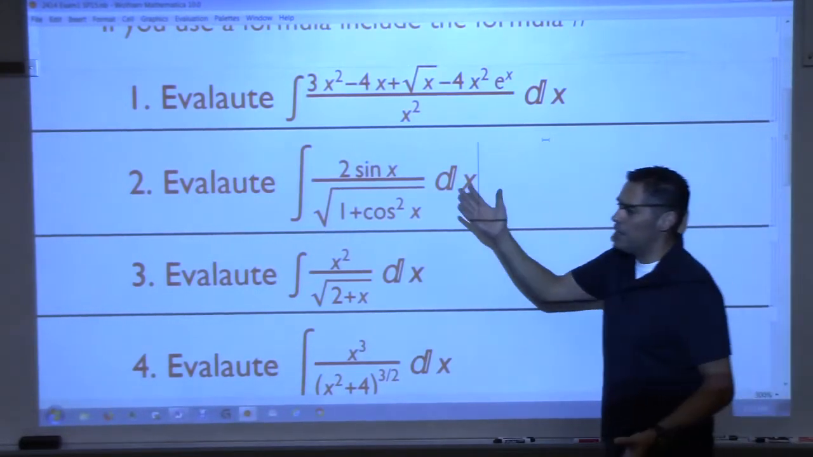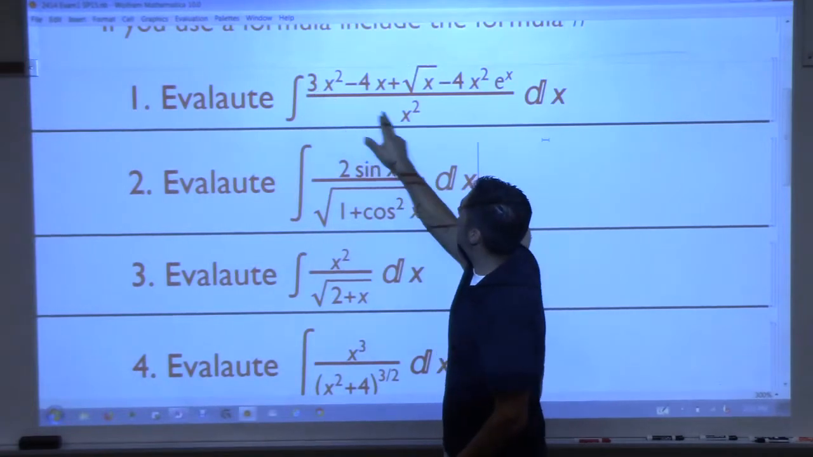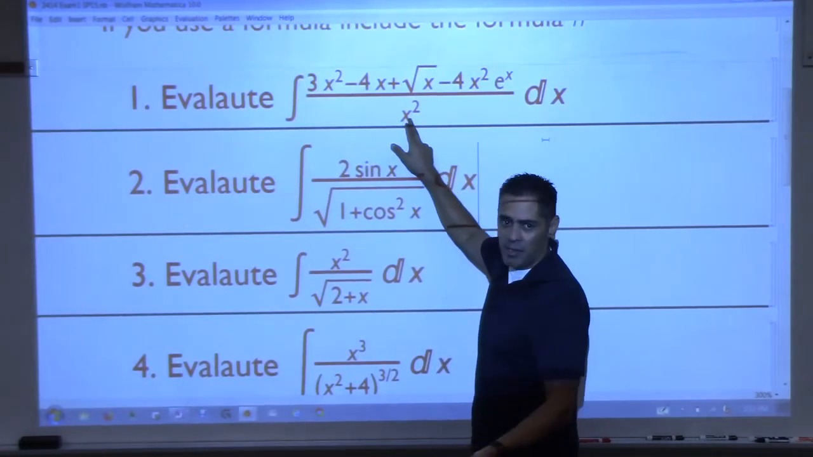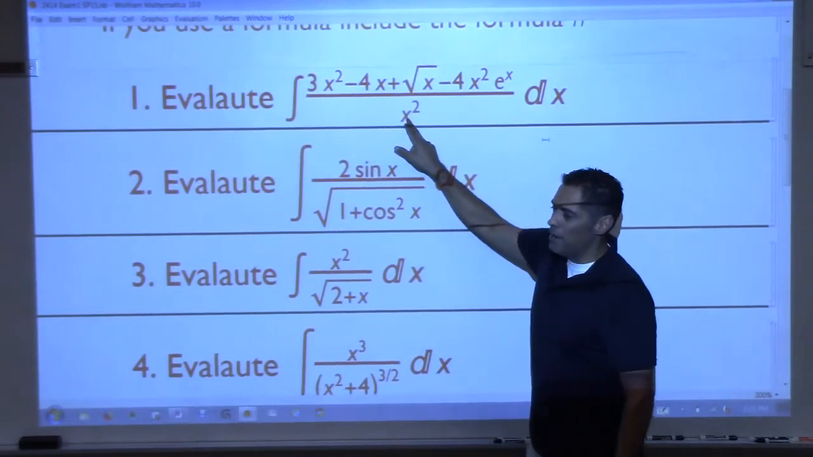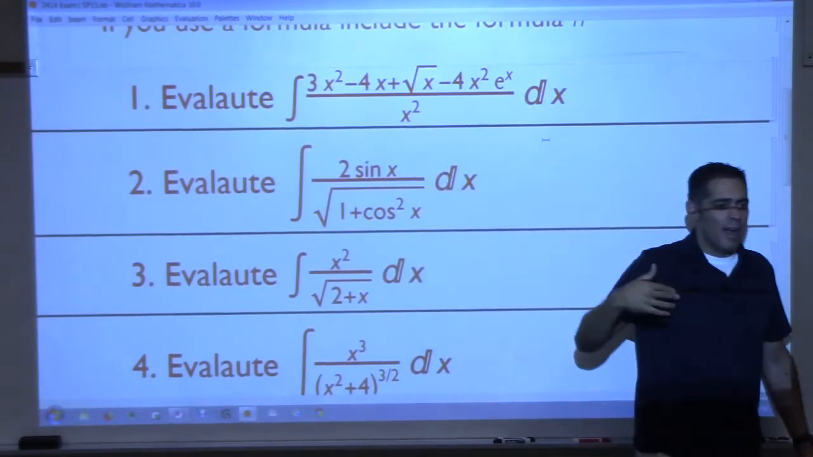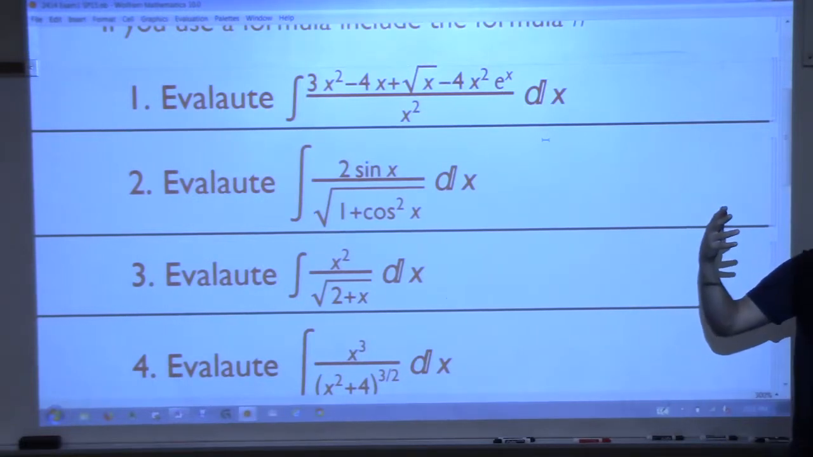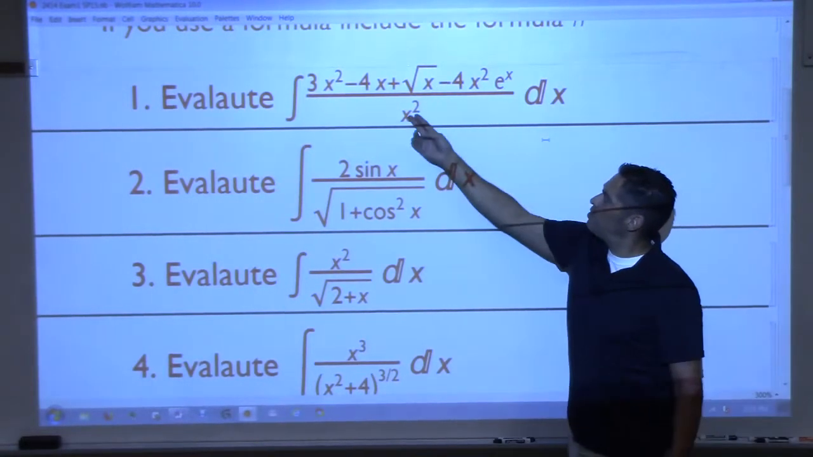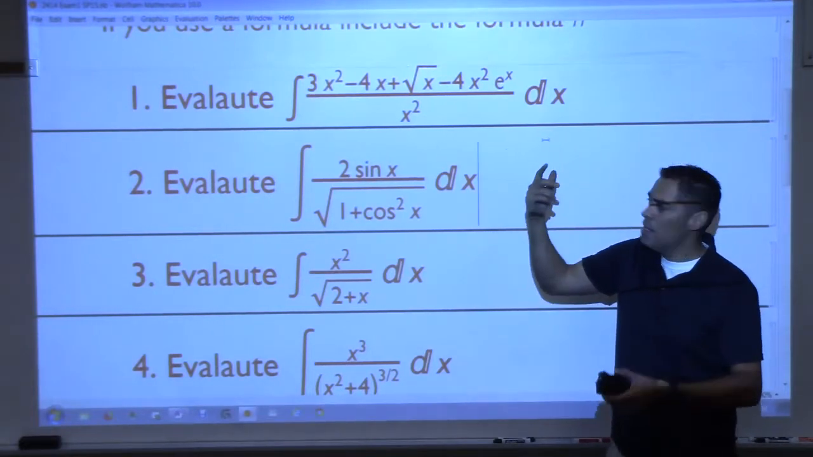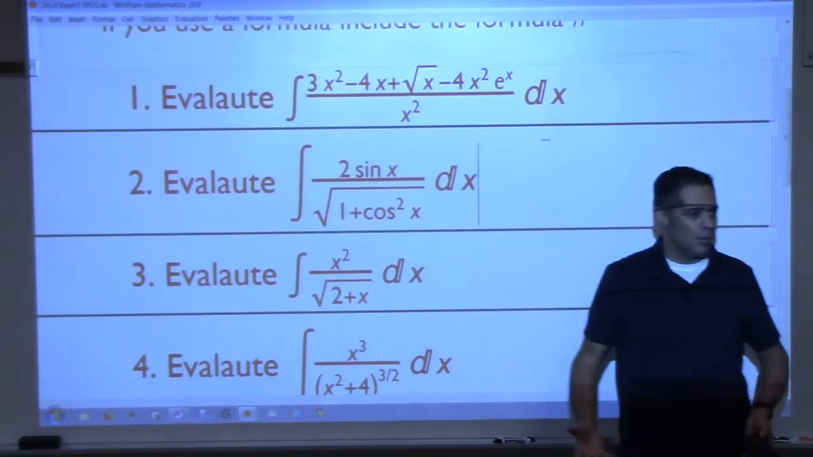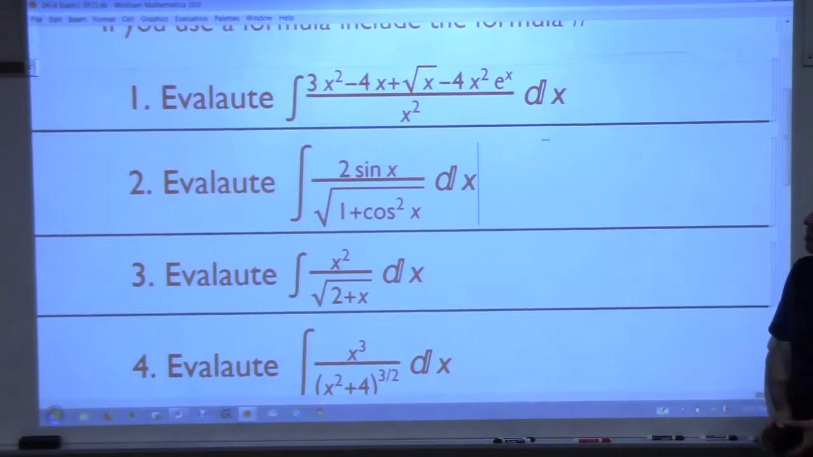Each one of them is going to be like, what's this, 3x squared over x squared? 3. So can you integrate 3? I hope so. Minus 4x over x squared. It'll be like 4 over x, and that's going to be a natural log. And then this one over this one, you have to play with the powers a little bit, but you'll get x to a power, you integrate it. So this is just split up and then do power rule, yes? Okay, next one.